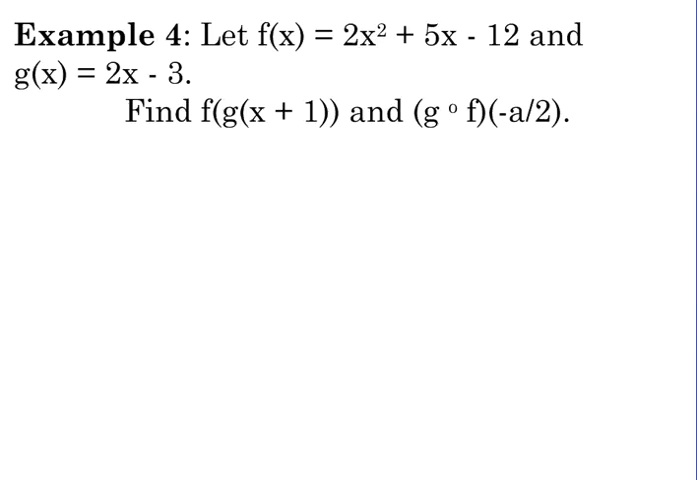All right. If we have the function f of x is equal to 2x squared plus 5x minus 12, and g of x is equal to 2x minus 3, we're going to find f of g of x plus 1 and g of f of negative a over 2.